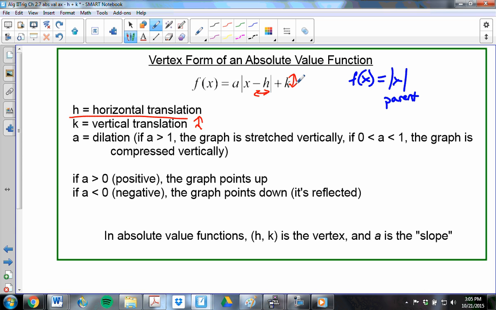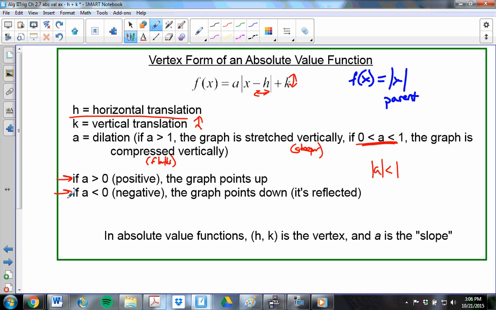A is a dilation. If A is greater than 1, the graph is stretched vertically. This means it gets steeper. If A is between 0 and 1, the graph is compressed vertically. This means it gets flatter. Another way of saying that is that the absolute value of A is less than 1. It's really how I should phrase that, but that's okay. We can live with that.